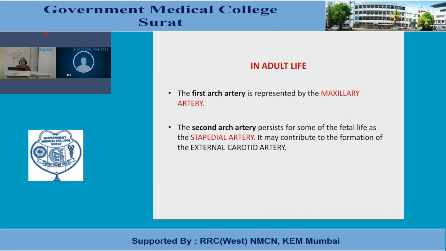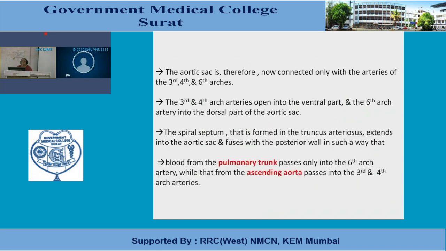What is happening in the adult life? The first arch artery which disappears is represented by the maxillary artery, right? The second arch artery persists for some of the fetal life as the stapedial artery. It may contribute to the formation of the external carotid artery. Now the aortic sac is therefore connected only with the arteries of the third, fourth and sixth arches.